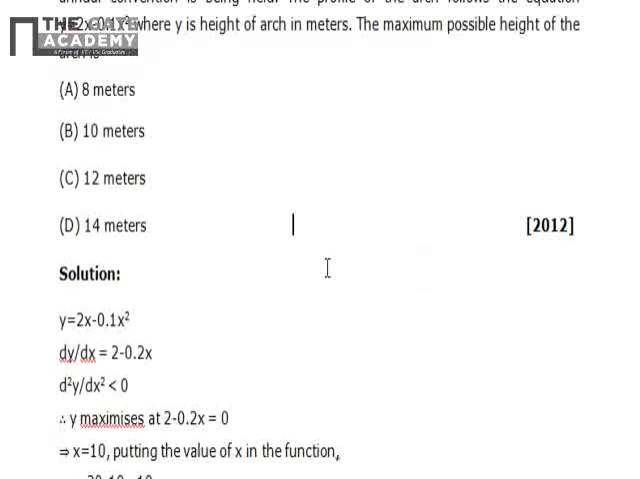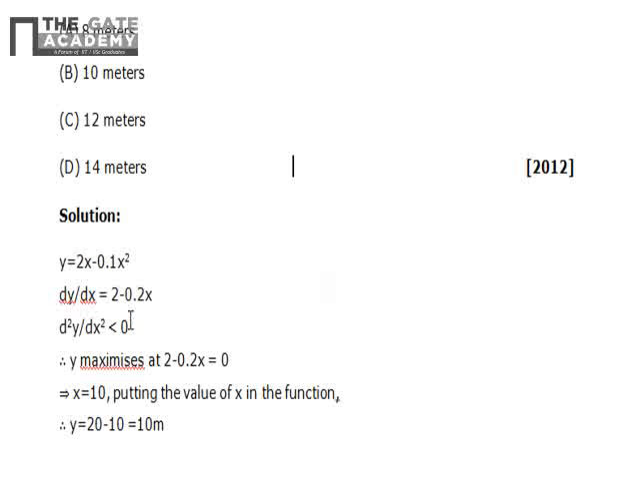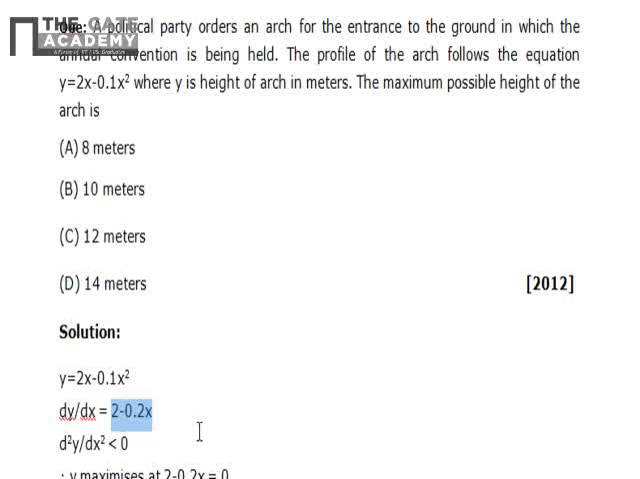So we have to find the first derivative. First derivative is, second derivative is less than 0. That means we can maximize the height. So at which value? We have to equate this to 0. We'll get x is equal to 10. So putting x is equal to 10 in the function, we'll get 20 minus 10, which is 10 meters. The maximum height will be 10 meters.